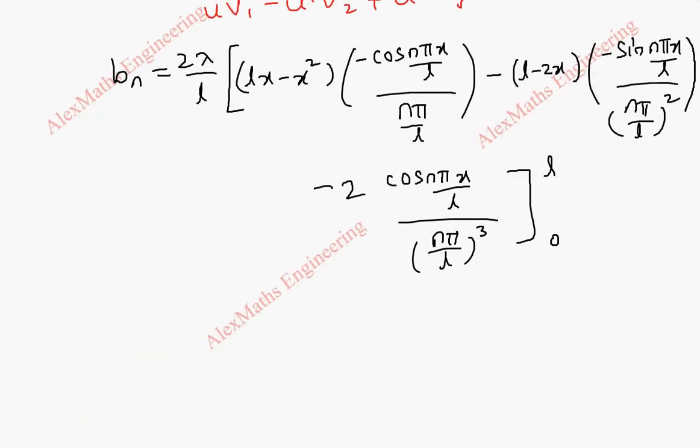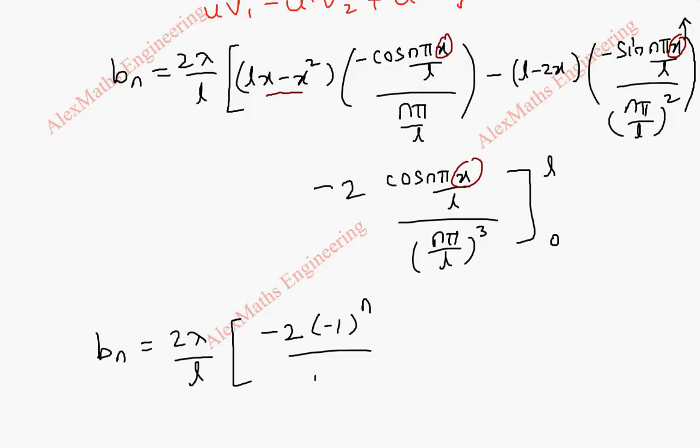Now let's substitute the upper limit. So wherever x is there, we have to substitute the L. So by doing so, Bn, the first term, let's write the outside term 2 lambda by L. The first term L into L, L square minus L square is 0. Similarly, when I put here L, I get sin n pi after cancelling the L. Sin n pi is 0. So we have only the last term remaining, minus 2, and this is cos n pi, which is minus 1 whole power n by n pi by L whole cube.